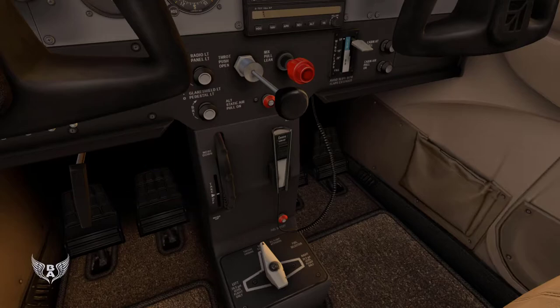As we get into flight, that trim wheel is adjusted so that we can level ourselves out and not spend so much time keeping ourselves level during flight.